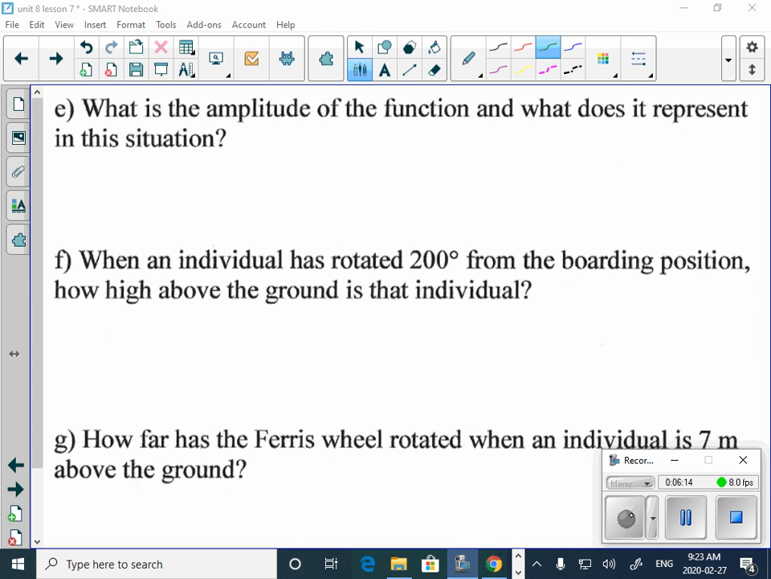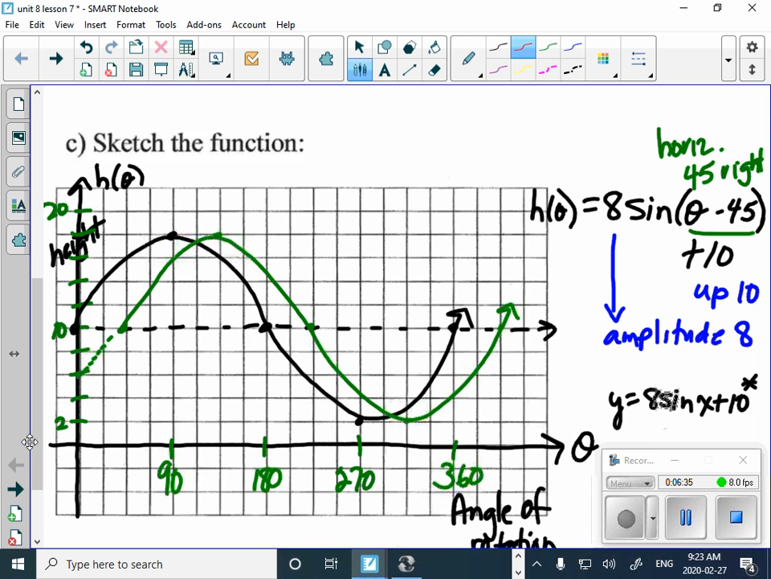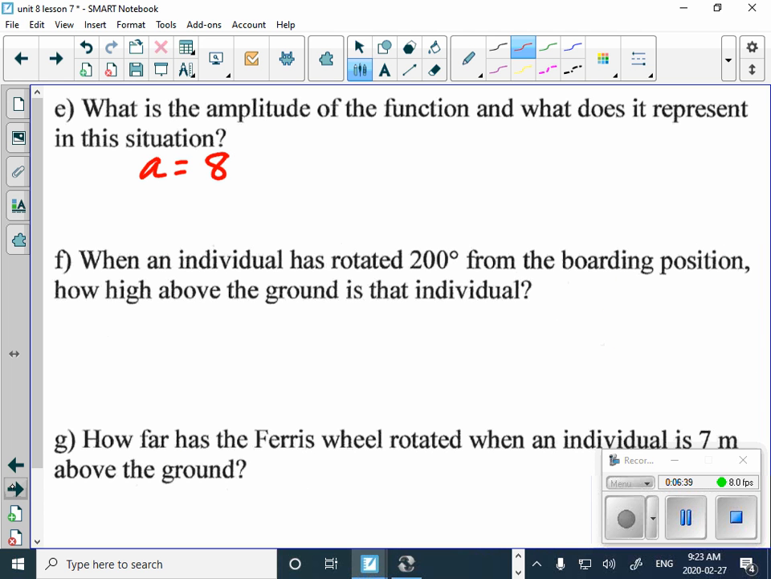So we've talked about some of these things in order to graph it, but it asks us, what is the amplitude of the function and what does it represent in this situation? So the amplitude is the a value in our transformed equation, and it was 8. I also checked on my graph that I went 8 above the 10 and 8 below the 10. That is an amplitude of 8. What does that mean in terms of this situation?